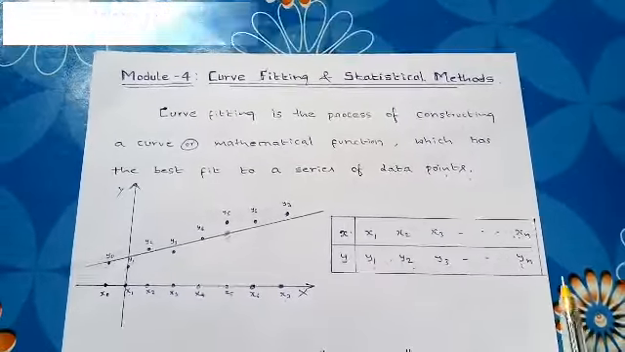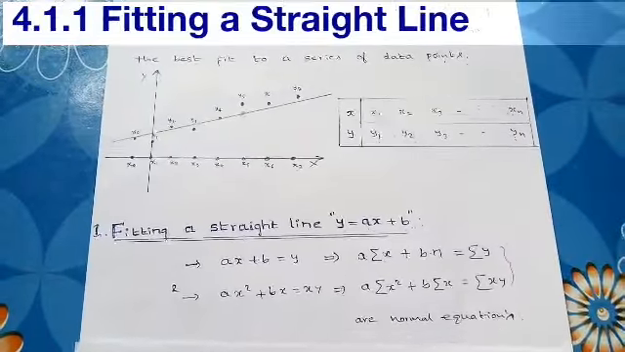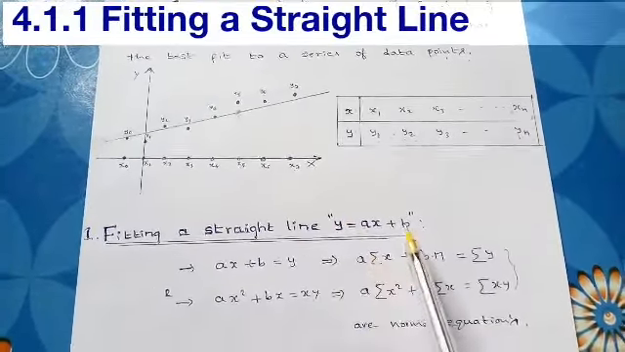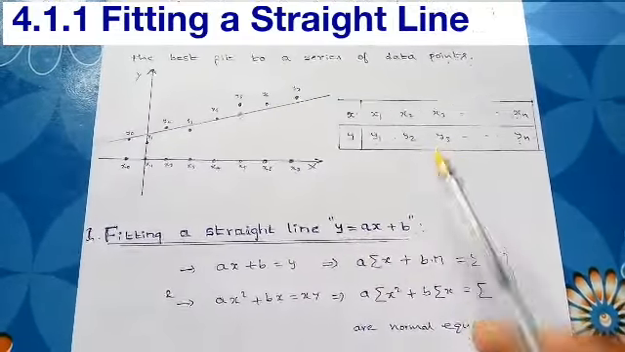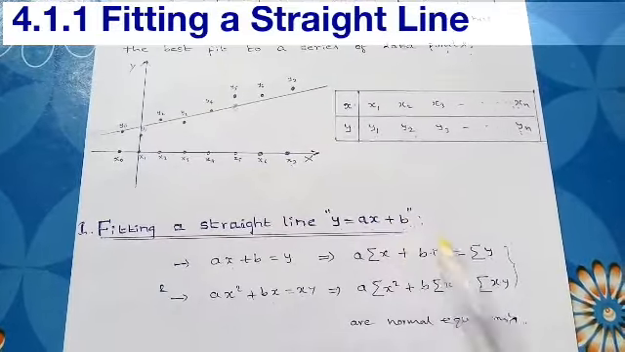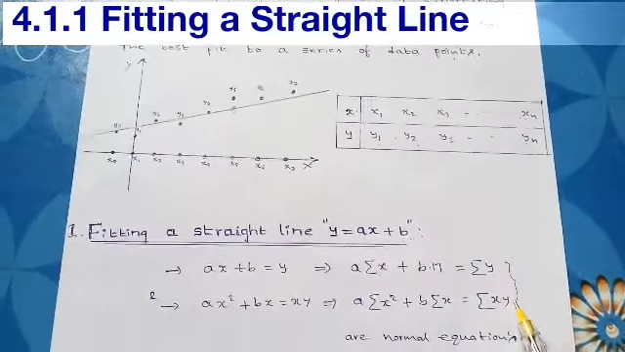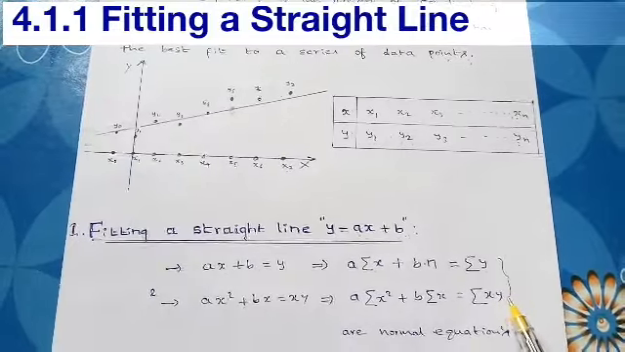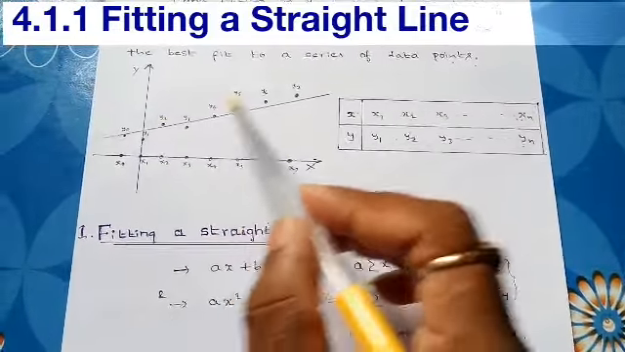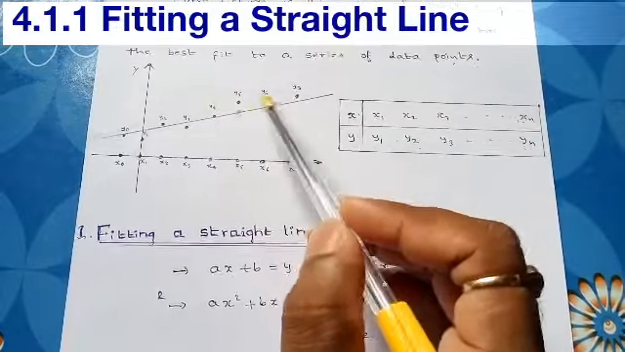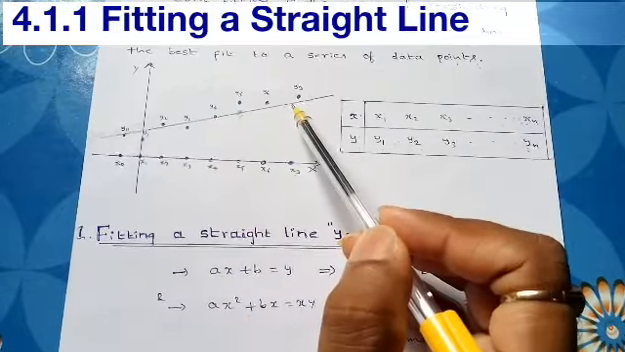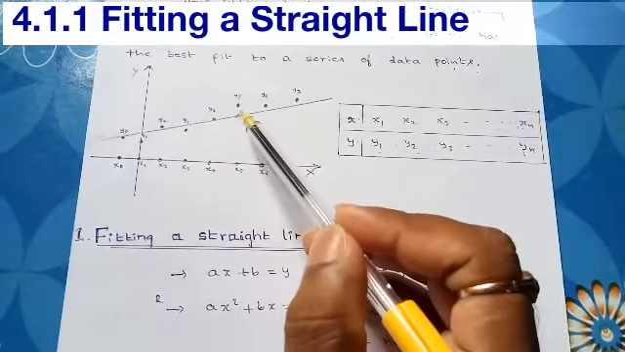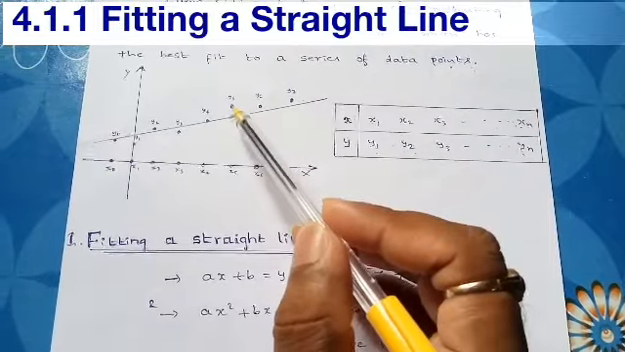In the previous session, we already discussed fitting a straight line in the form y equals ax plus b. To fit this straight line for the table of data, we have to find the unknown constants a and b by these two normal equations, which are derived in the least square method. Least square method means the difference between the experimental values and our straight line, or our drawn graph, is very small or minimum at each point.